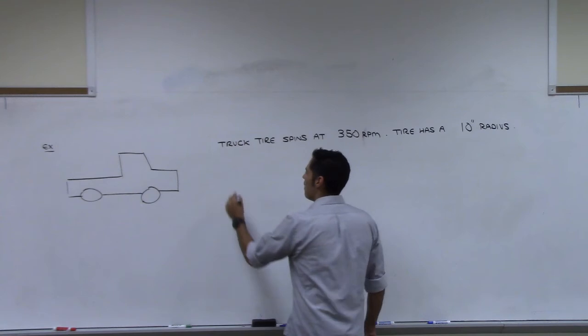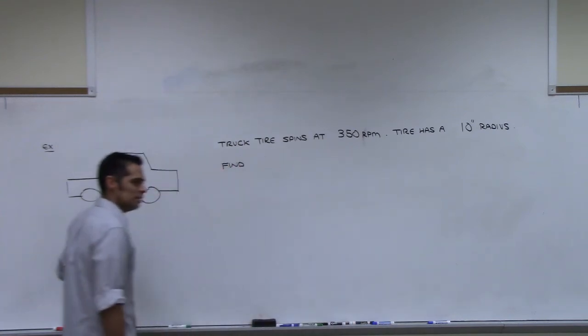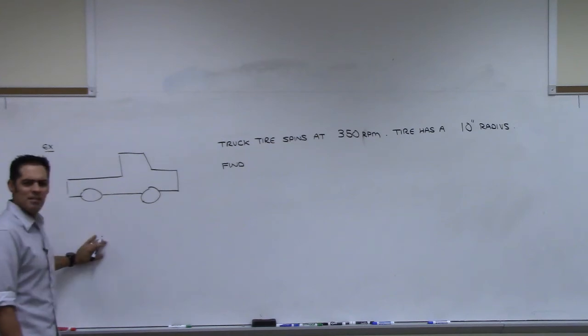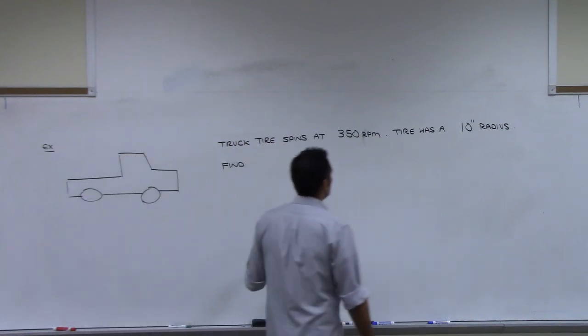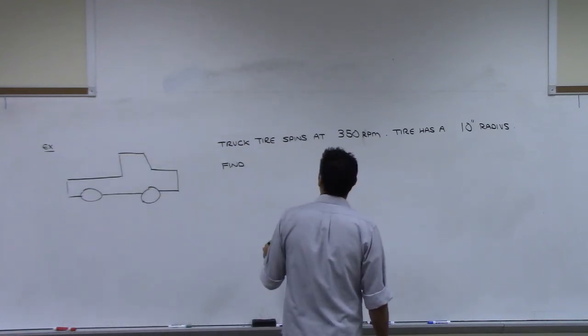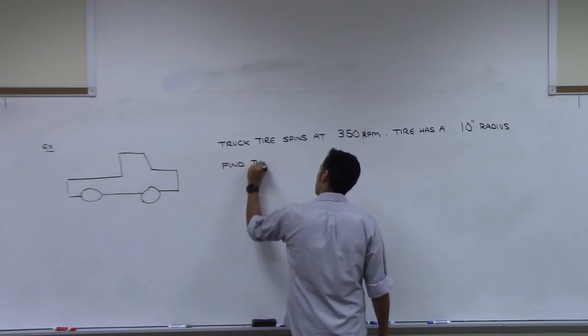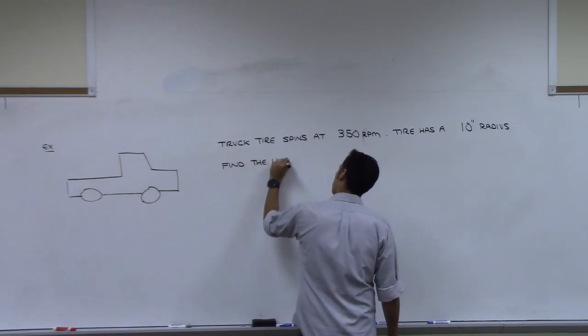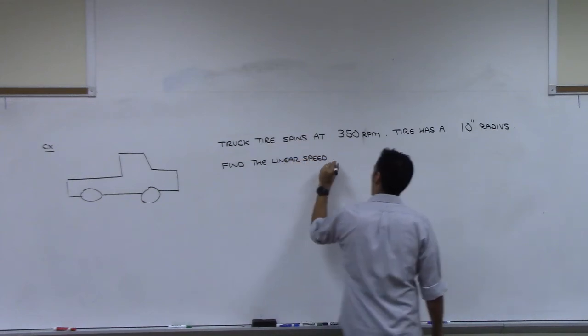All right. Can't you tell that's a monster truck? 10-inch radius, I don't think 20 is that big. We would have gone with 20, yeah. 20 would have been pretty big, yeah. 40-inch. Find the tires, 10-inch radius. Find the linear speed of the rock.